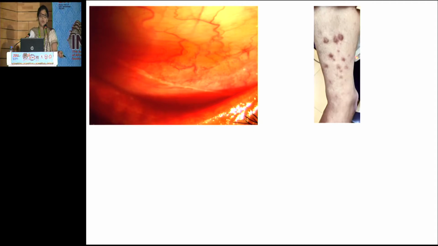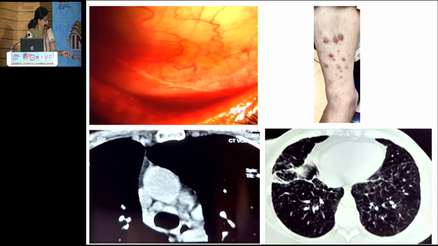So then you go back and ask her, does she have any skin lesions? And then she lifts her leg and shows she has all these lesions, which she thought it's not important, and she thought it's just a bite. So this is the Erythema Nodosum, which she's having. And at this point of time, we got her a CT done, and she has these large lymph nodes in the thoracic region and also changes in the lung.